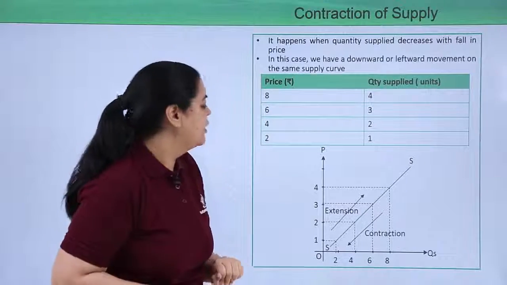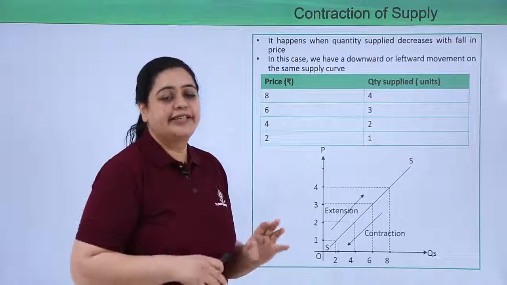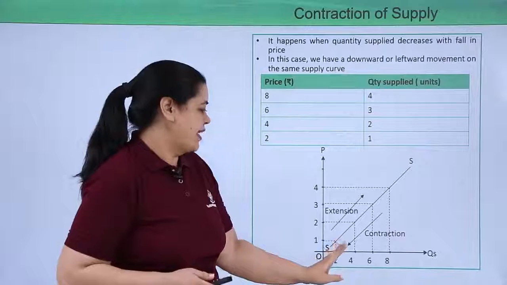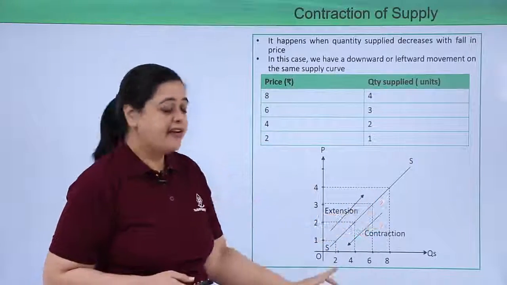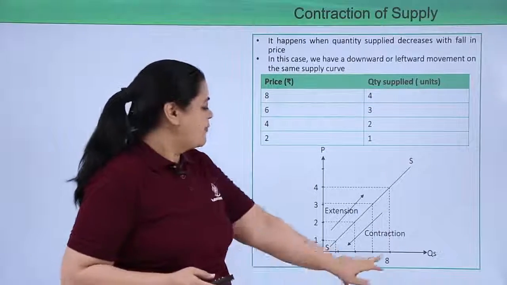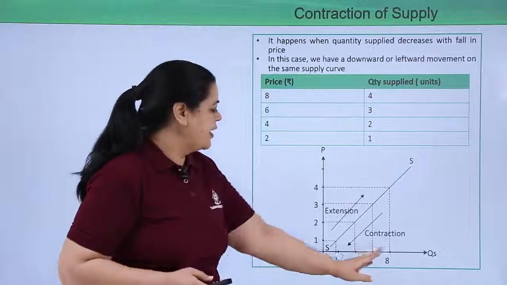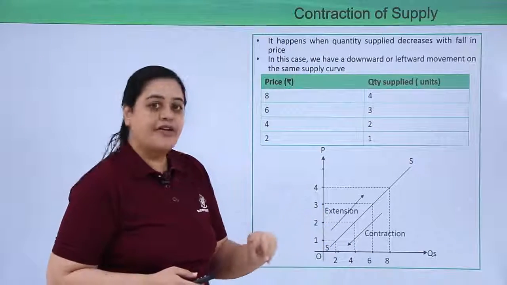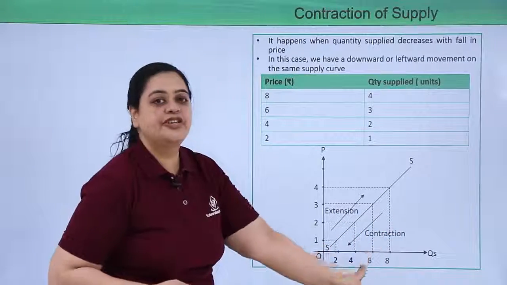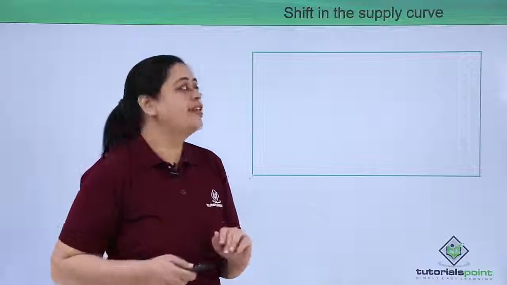What happens here? This would happen when the quantity supplied would start decreasing because of fall in the price. So, in this case, we would have a movement in this manner. Extension happens in this manner, contraction happens in the opposite manner. Here, when the price was 8, the quantity supplied was 4, then it went down to 6. So, the quantity supplied decreased. Here you can see the movement is in this manner. So, the contraction is happening in a downward manner. Now, let us see how there is a shift in the supply curve.